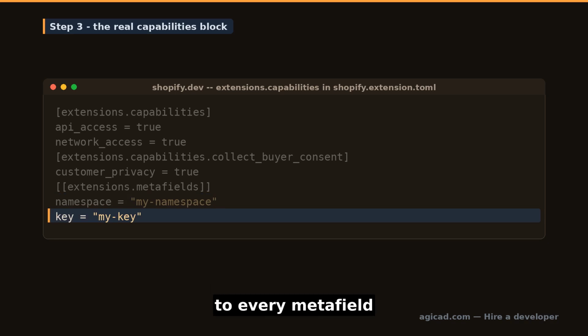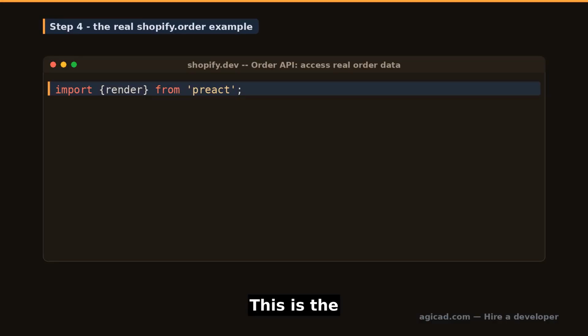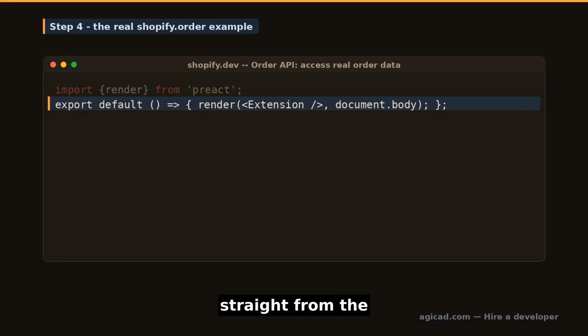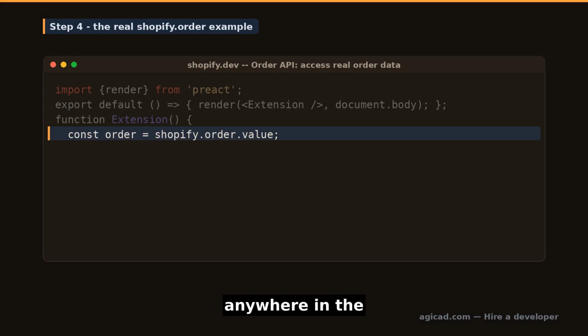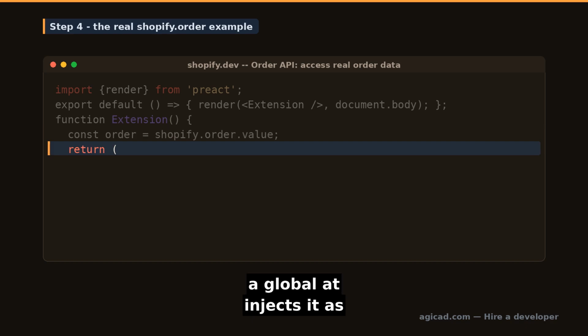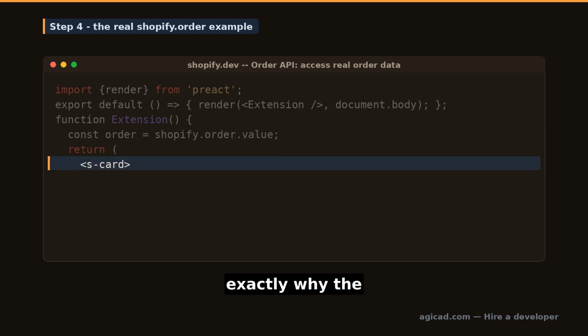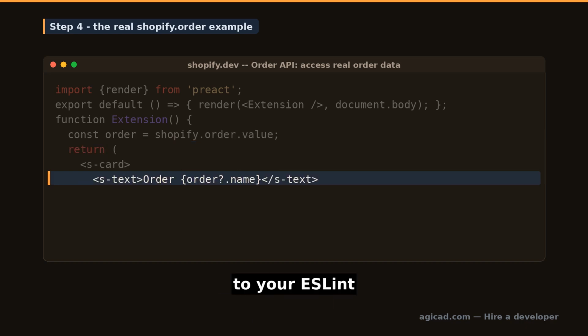This is the real order status example straight from the docs. Notice there's no import for that Shopify object anywhere in the file. Shopify injects it as a global at runtime, which is exactly why the docs warn you to add it to your ESLint globals config, or your linter will flag every single reference as undefined.